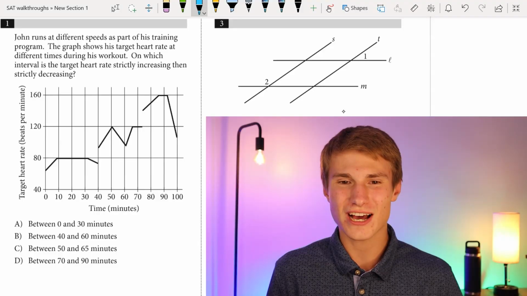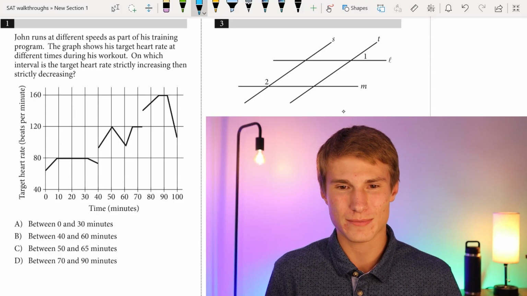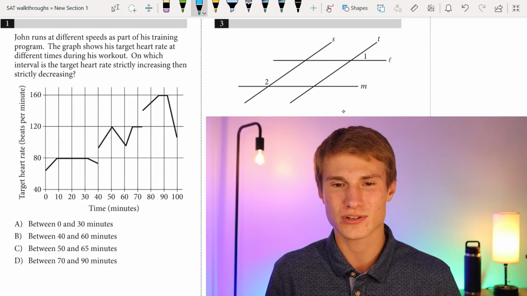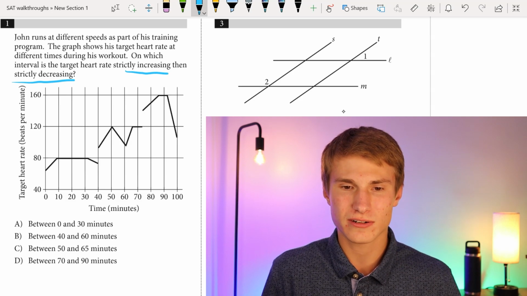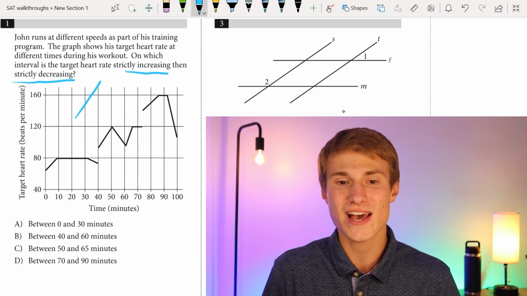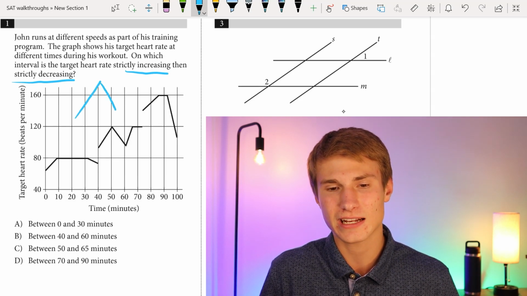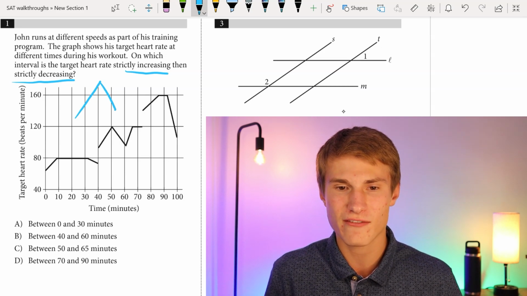Question number 1. John runs at different speeds as part of his training program. The graph shows his target heart rate at different times during his workout. On which interval is the target heart rate strictly increasing, then strictly decreasing? Well, strictly increasing would mean a line with a positive slope, and then strictly decreasing would mean that we'd have a negative slope. So we can't have it plateau, we can't have it level off.